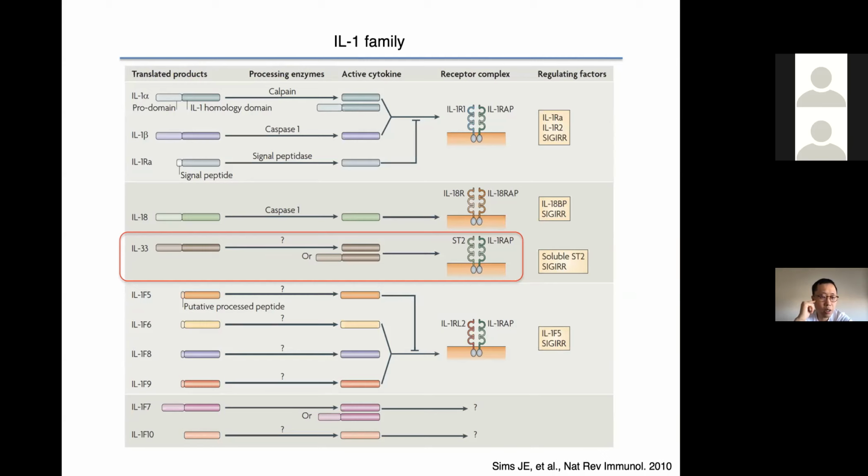This cytokine has been demonstrated to play a lot of different roles in different biological processes. The receptor of the cytokine has two different subunits: one is its specific subunit, ST2, and the other is the common subunit, IL-1 receptor accessory protein. Just a reminder that I'm going to talk a lot about ST2 as the specific receptor for interleukin IL-33.